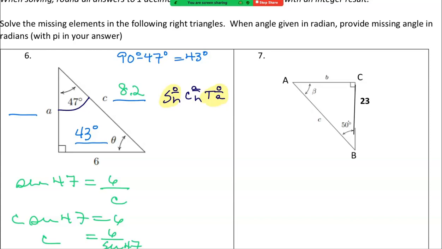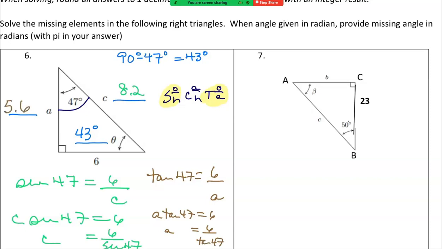All right, let's get the other. So if I use the other highlighted trig function, which is tan, the tan of 47 degrees. Okay, so tan of 47, what's that going to equal? It's going to equal 6, the opposite, over the A, which is what we're looking for. So do the same cross products that we've been doing and isolate your A by dividing both sides by tan 47. And I got, what did I get for A? I got 5.6 for my A.